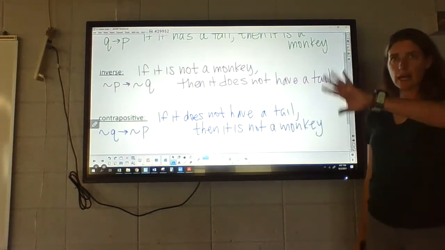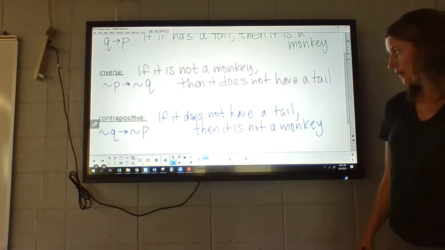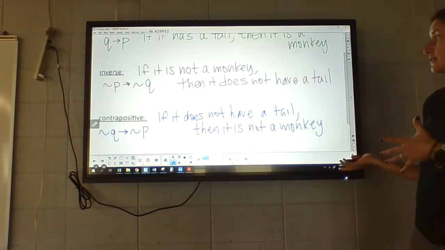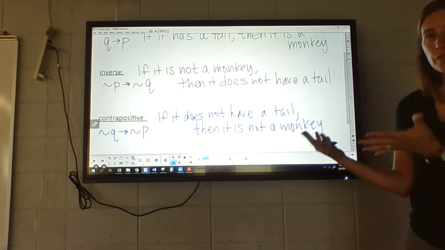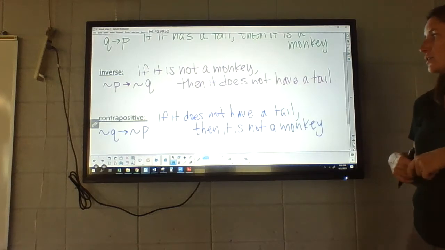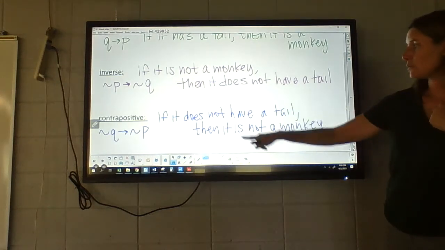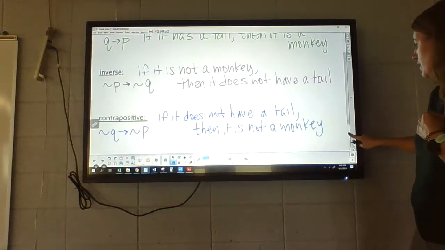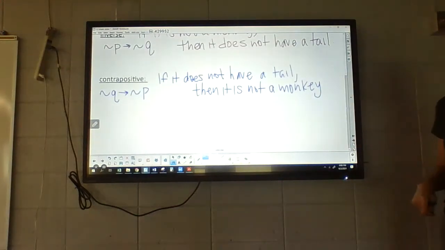So, I go outside, I see a tree, it does not have a tail, then it is not a monkey. That's a true statement. So if I encounter some animal in the woods, it doesn't have a tail, I can assume it's not a monkey. So typically this one is true if the original is true. So the contrapositive and the original have the same truth table.